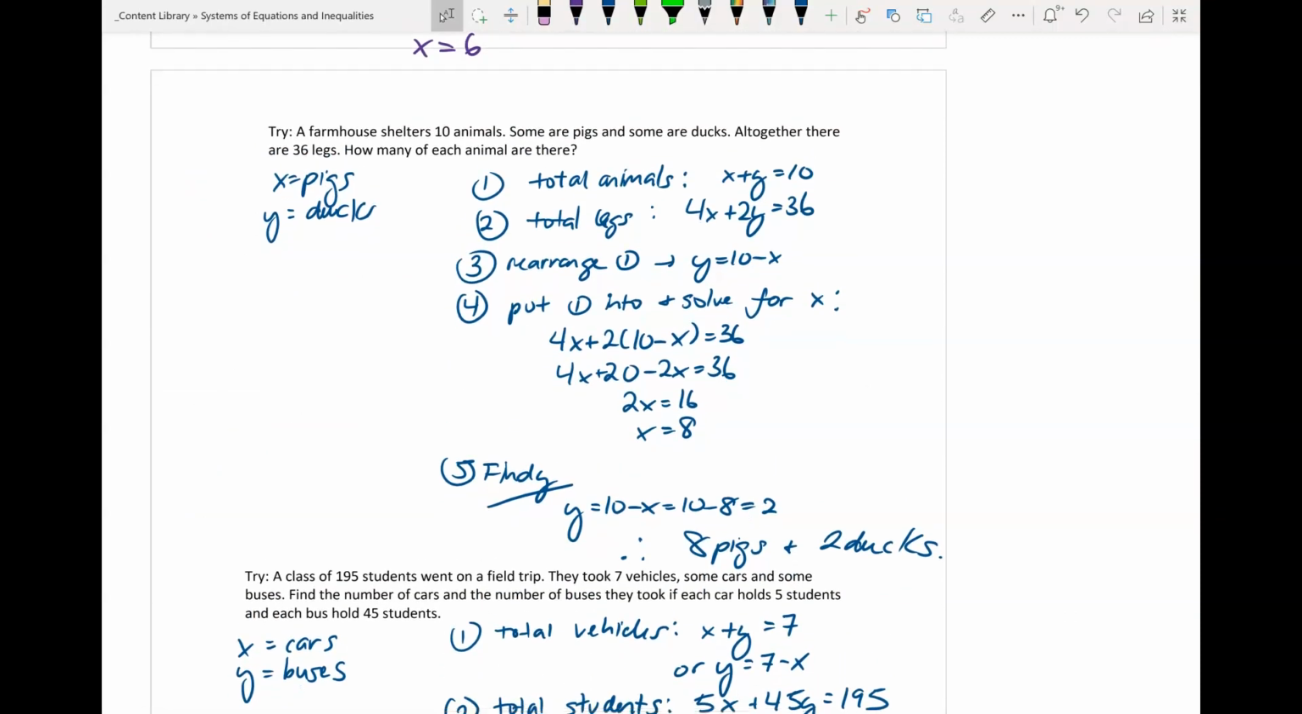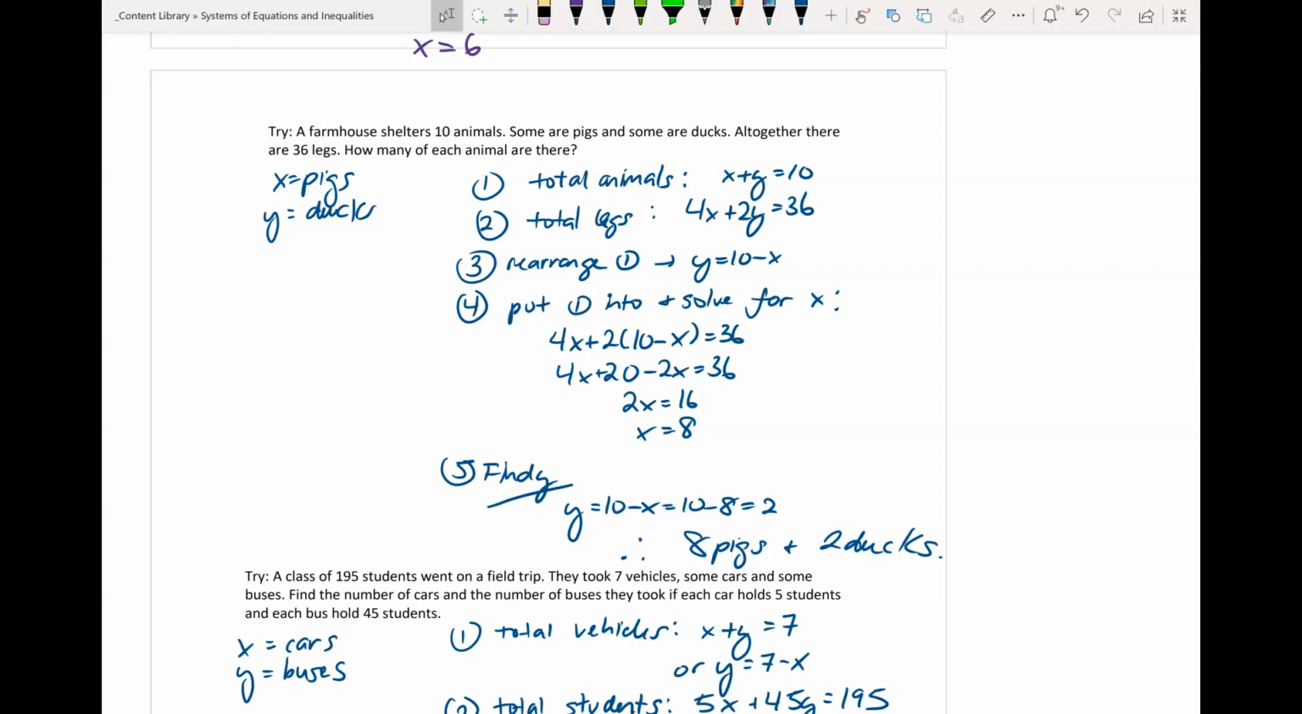So the third one, we have a farmhouse that's sheltering 10 animals. Some are pigs and some are ducks. Altogether, there are 36 legs. You want to know how many of each animal there are. So I just let x be the number of pigs and y be the number of ducks. And then I found my equation.